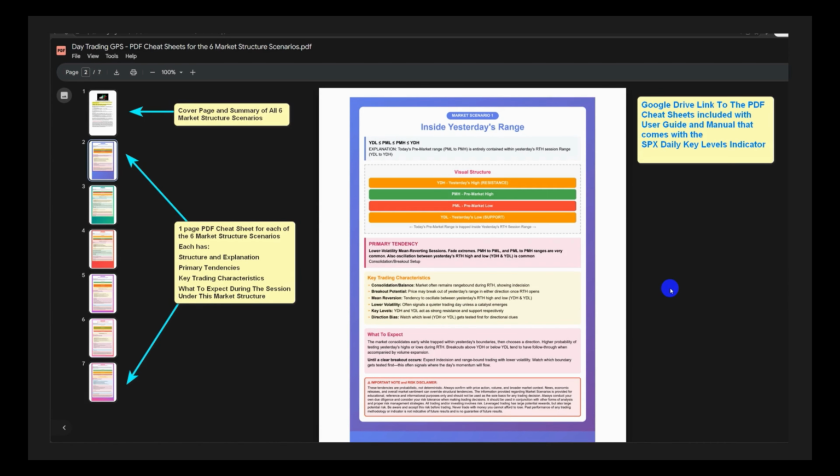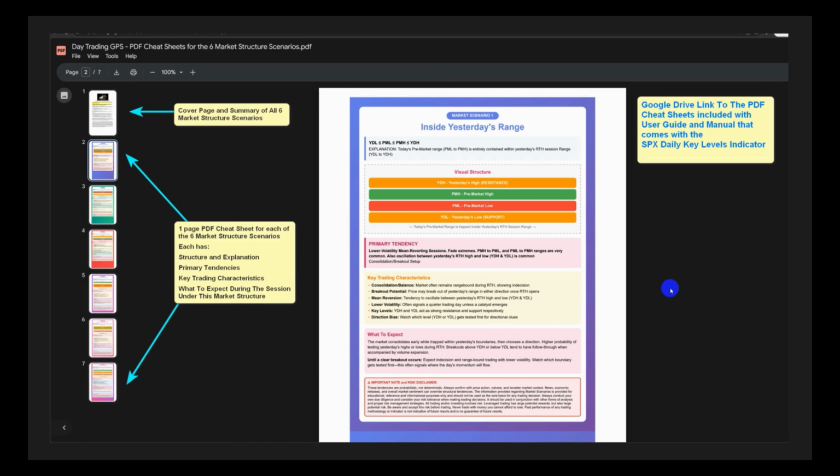The PDF cheat sheets give you the key trading characteristics and dominant tendencies of each of the 6 SPX market structure scenarios, along with what to typically expect in each session for each market structure. This also gives you an easy reference outside of having the analysis table on your chart if you prefer to look at it on either a separate monitor or simply print them out for viewing, as opposed to having the market scenario analysis table directly on your chart.